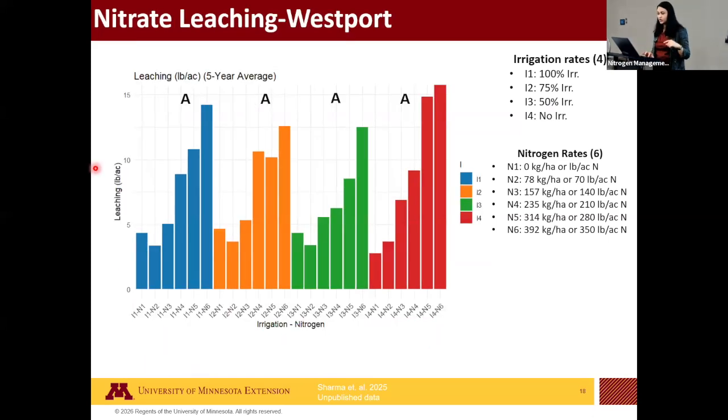At Westport, again, no significant difference, but if you just look at these first three, which is 100, 75, and 50, there's a slight decline in leaching when we reduce that irrigation rate. And very high leaching in rain-fed as compared to the others because of the rainfall again, because at Westport we got those good rains that drive the leaching.